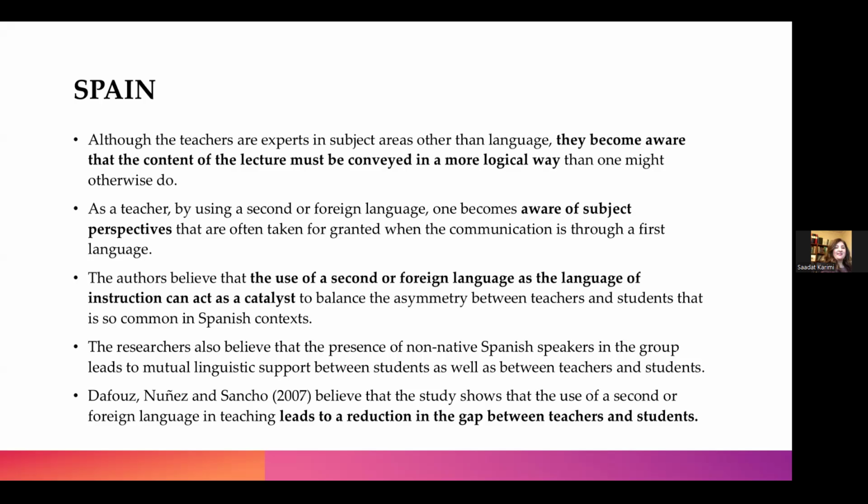The researchers also believe that the presence of non-native Spanish speakers in the group leads to a mutual linguistic support between students as well as between teachers and students. So the authors believe that the study shows that the use of a second or foreign language in teaching leads to a reduction in the gap between teachers and students.